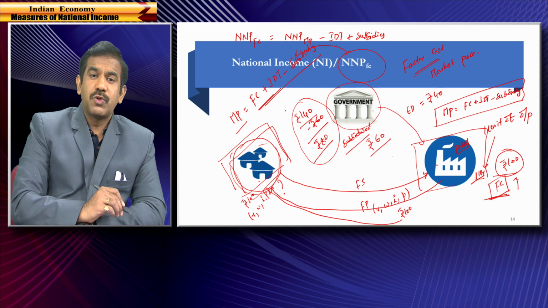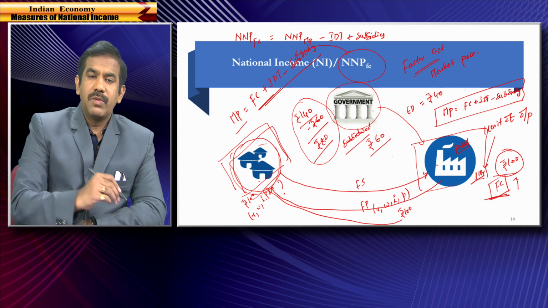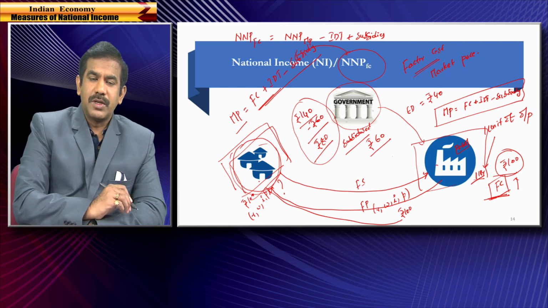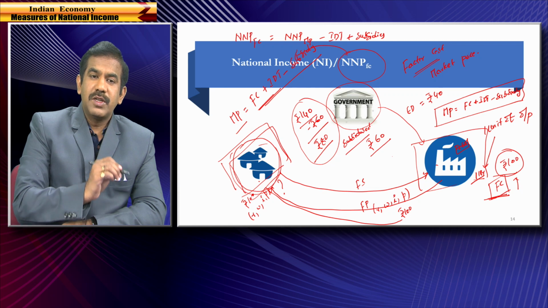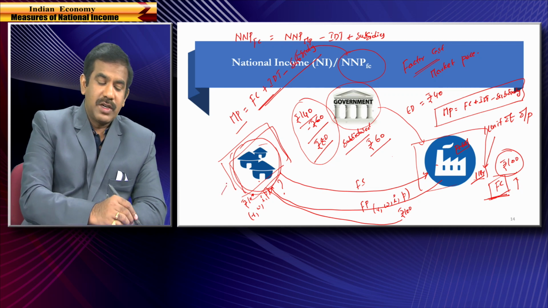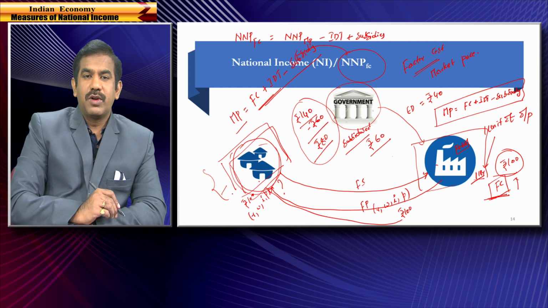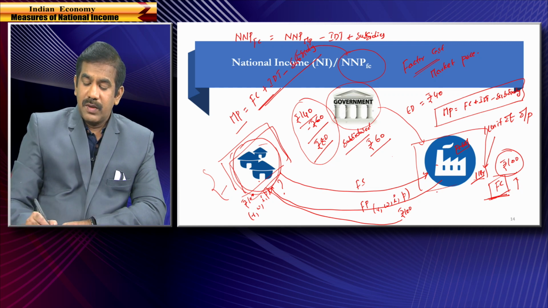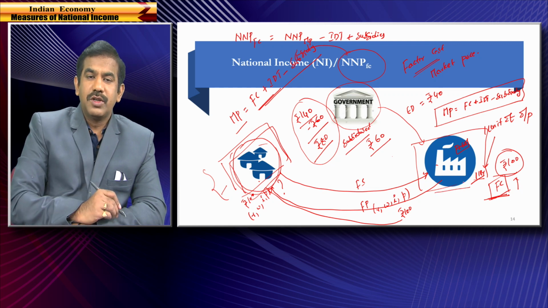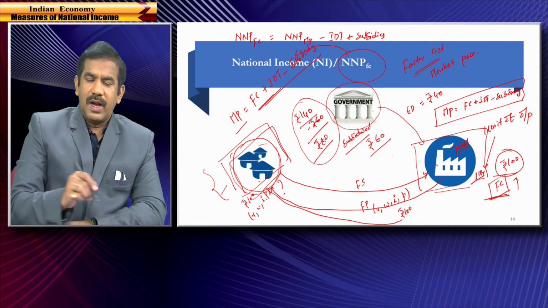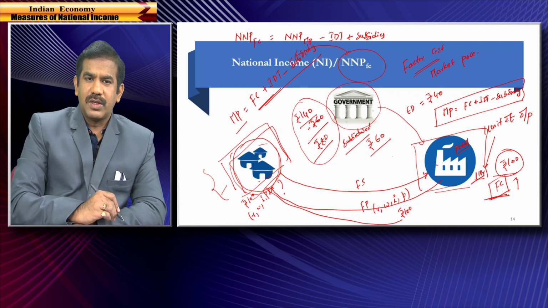Because change in market price could be arbitrarily done by the government changing its tax components and subsidy component. Henceforth, the real measure of income of this country or the factor income of these people is simply accounted by summing up the cost incurred upon the factors of production in producing one unit of output. And that's the reason NNP at factor cost is also very commonly referred to as national income.